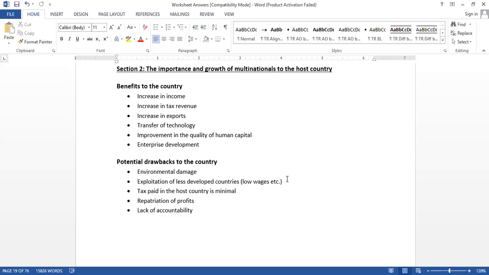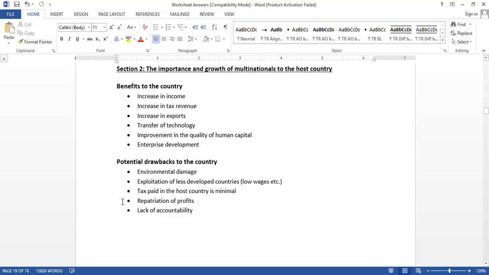I'm not saying that this is actually applicable to Apple, because you have to find facts and figures when we make accusations. Definitely you can talk about the environmental damage caused by them and the exploitation of countries, like paying low wages in some parts of developing countries. And then mainly you can talk about this next one.